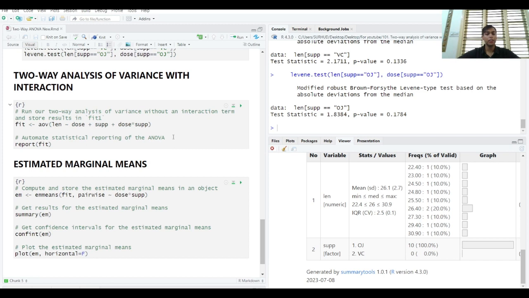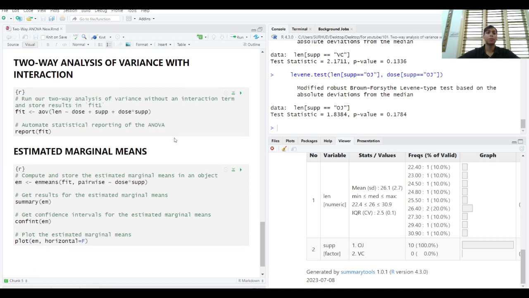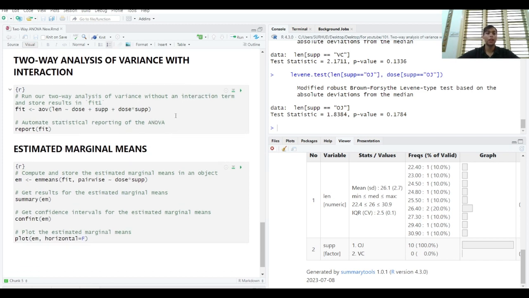Now, finally, because all of these assumptions have been met, we are good to go and we can run a two-way analysis of variance with an interaction term. Now, what is an interaction term? An interaction term will take into account the effect of two or more independent variables simultaneously. So this is the interaction term I'm talking about.